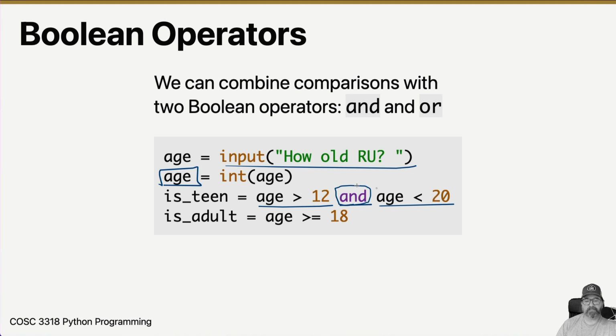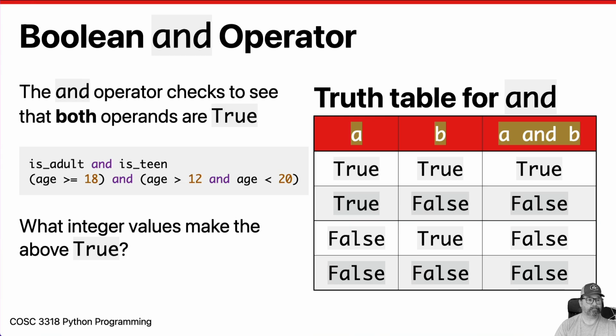In other languages, you have weird things like ampersand, ampersand, which is just hard and ugly to read. Yuck, who wants to read that? Age is greater than 12 and age is less than 20. That makes a teenager. There is a teen. Age is greater than or equal to 18 is adult. And the or operator, we're going to look at those right now.